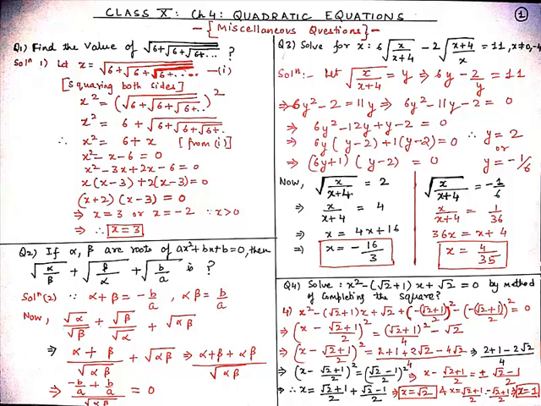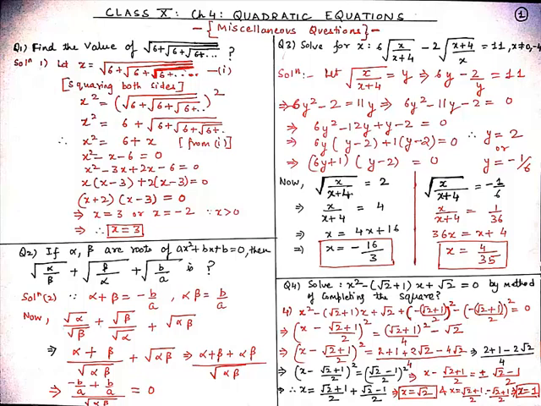So from here on squaring both sides, we get x/(x+4) = 4. And on cross multiply, we get x = 4x + 16. So from here we get x = -16/3. And from x/(x+4) = 1/36, we get x = 4/35.